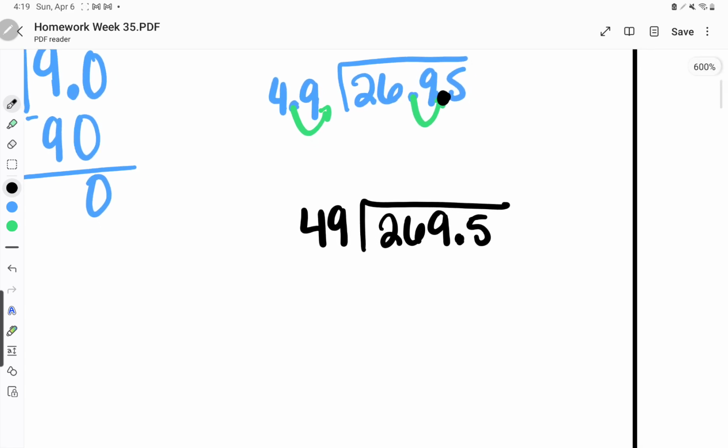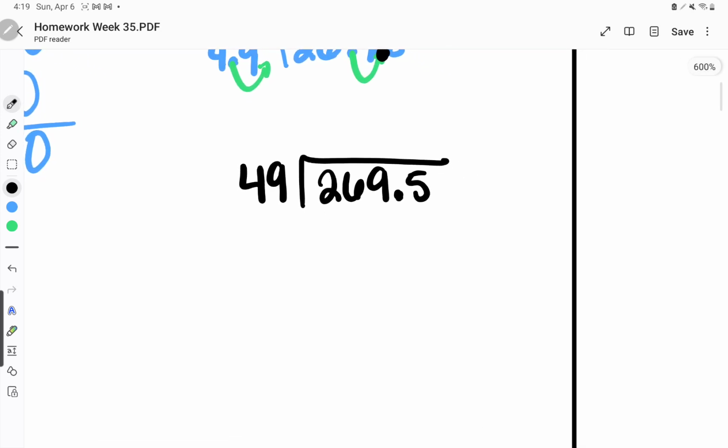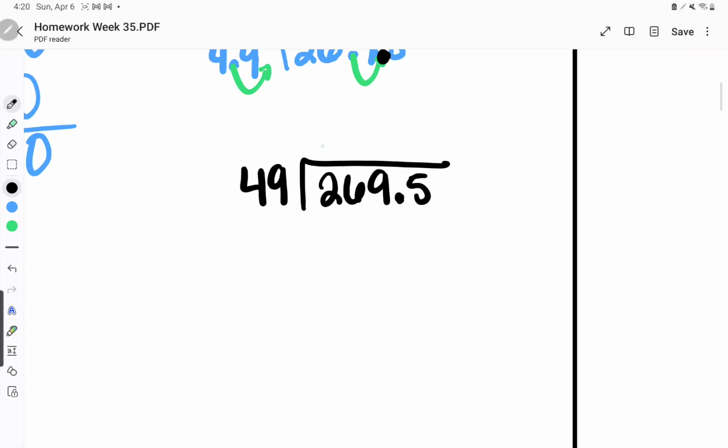Now, 49 is almost 50, so we're going to look at this as how many times does 50 go into this number, and then we'll just multiply by 49 when we get there. So 49 does not go into 2. It does not go into 26, but it would go into 269. Let's think about how many times 50 would go into 269. 50 would go into 269 probably about 5 times because 50 would go into 26 right here 5 times.